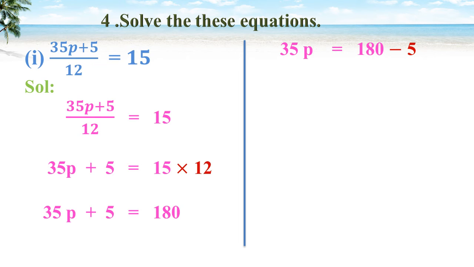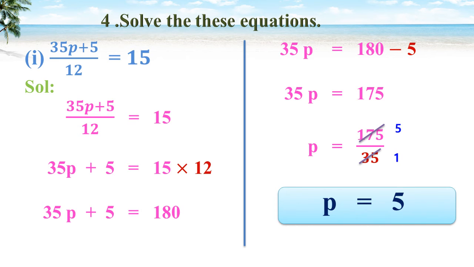Now transposing 5 to RHS. So 35p is equal to 180 minus 5, 175. Now p is equal to 175 divided by 35, because the opposite of multiplication is division. Now cancel the common factors. 1 35 is 35, 5 35s are 175. The value of p is 5.